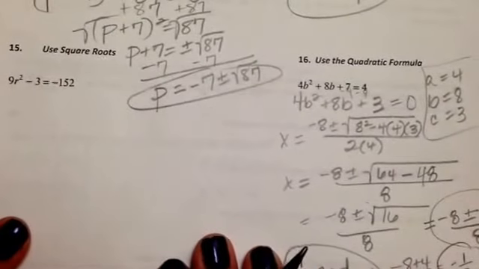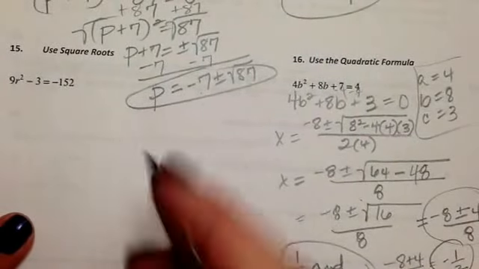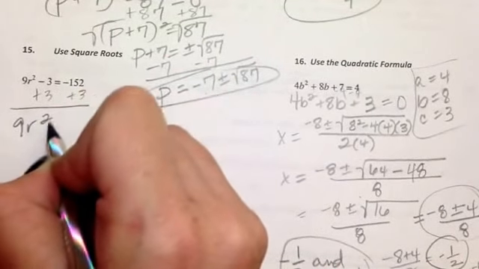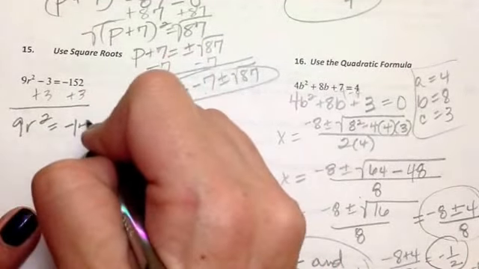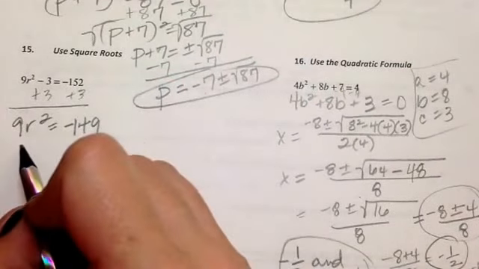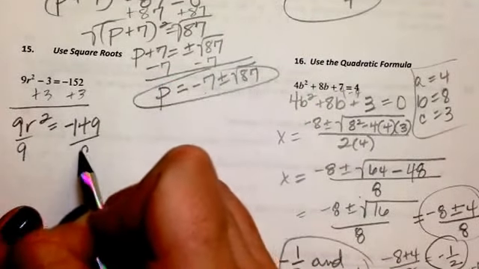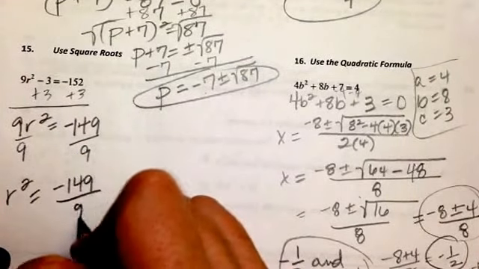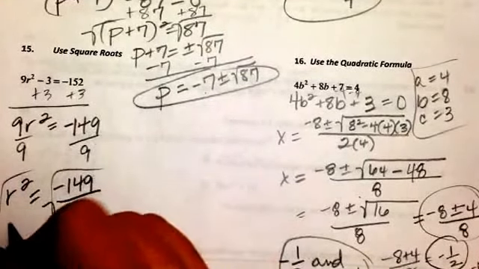Okay, got that all squished up in there. Solve using square roots. Cool. Going to add 3 to both sides of this equation. 9r squared equals negative 149. I'm going to divide both sides by 9. And I'm going to leave this fraction the way it is here because I know I'm going to have to use square roots to undo.